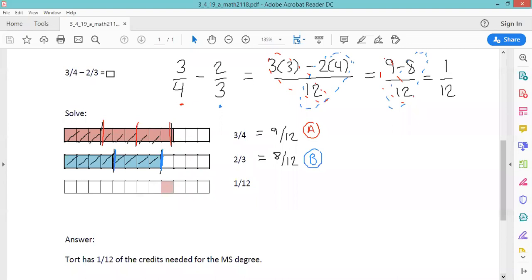So we had a couple of math drawings, one to help us form the question and the other to help us solve the question. But remember, after you solve the question, you always need to form a complete sentence in the context of your problem.